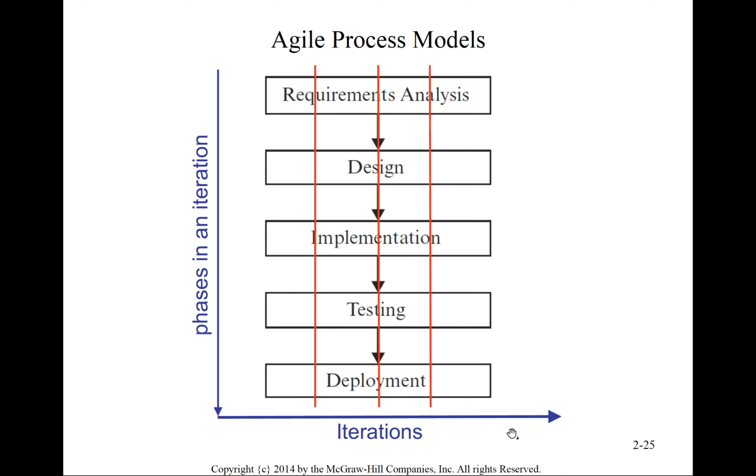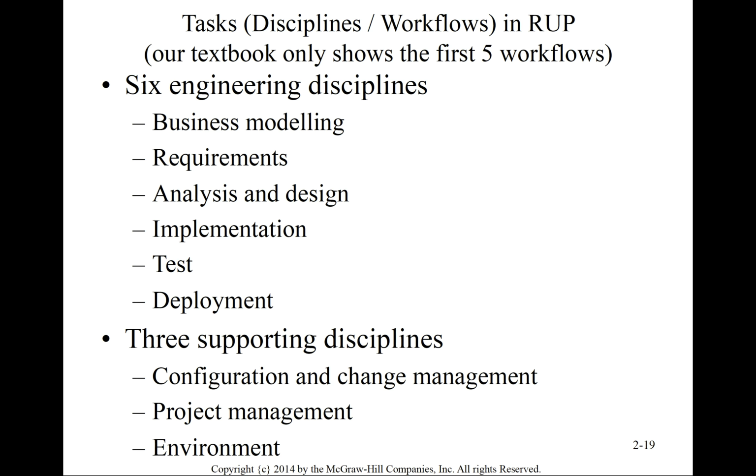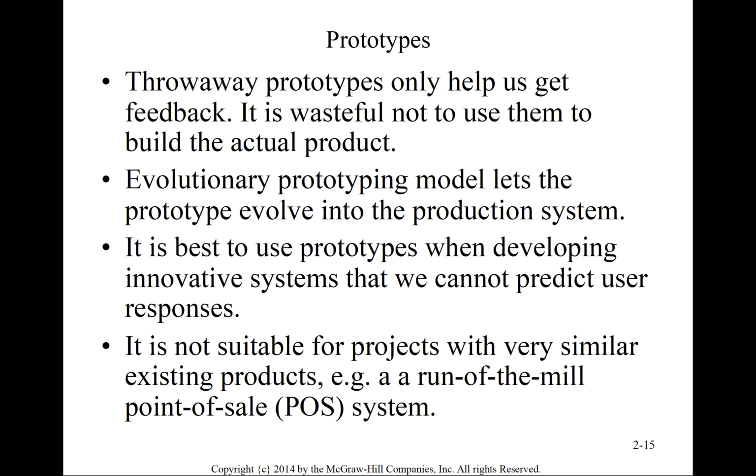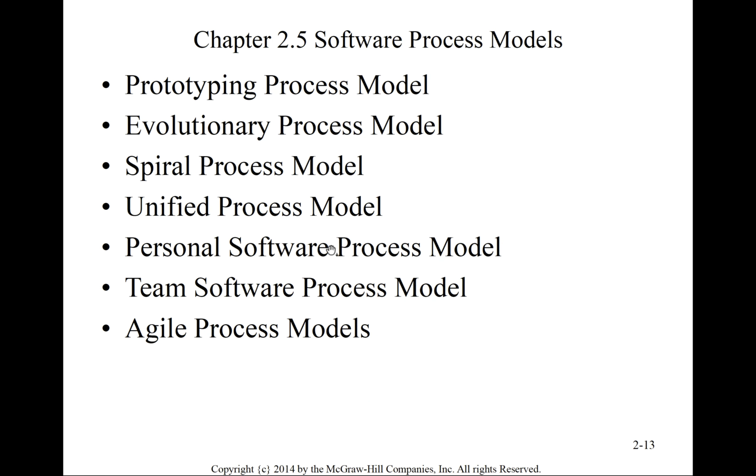So that is a very brief look at several kinds of software processes. For our purposes, prototyping is a little bit more important, and spiral is important for the conceptual side, and the unified process, and then finally agile processes are the more important ones.